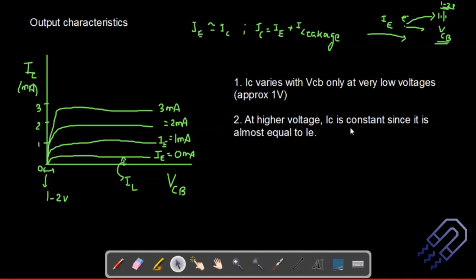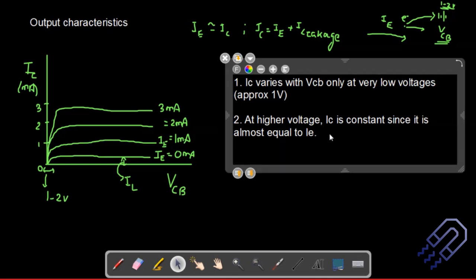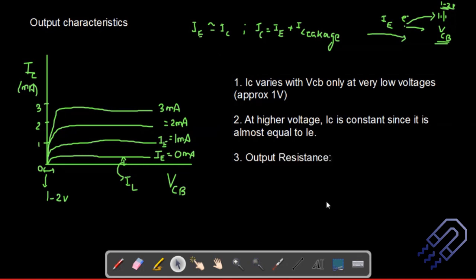One more thing, I think output resistance also we can just study here, and it's quite obvious. Output resistance, just write it down as RO. RO is equal to delta VCB divided by delta IC at constant IE.